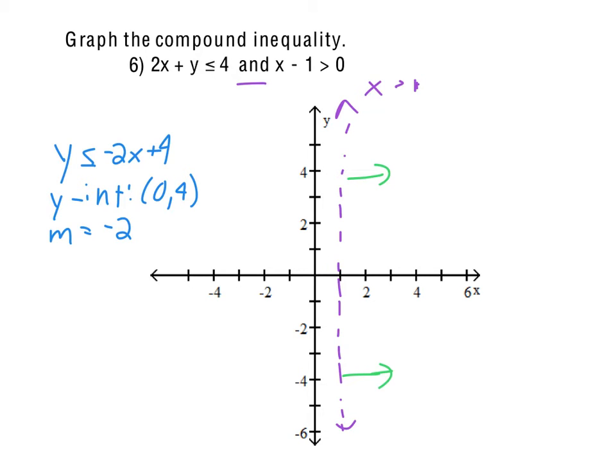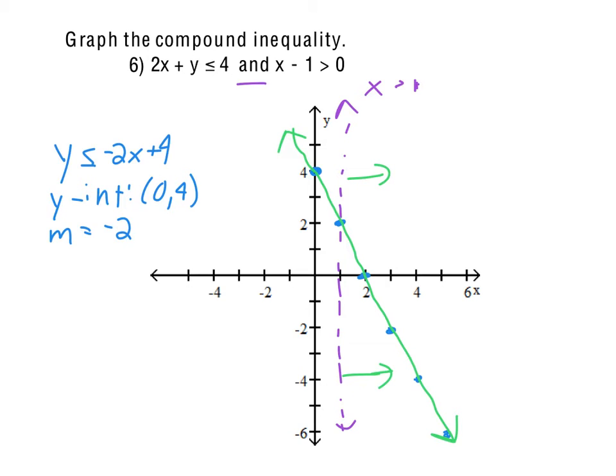So if I plot those, y-intercept of 4, slope of negative 2, and I can continue doing that for a ways. And so it looks like that. Now this one is solid. Again, if I switch color so that the points stay clear.